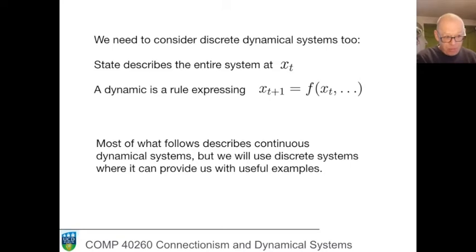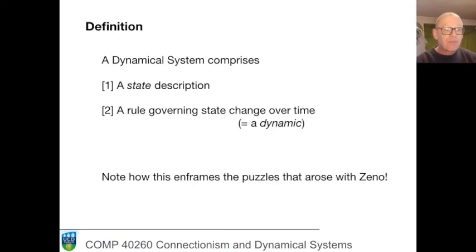It's the rule that generates the state at time t plus 1 as a function of the state at time t plus inputs, parameters, and so on. In what follows, we will mostly be describing continuous dynamical systems, but discrete dynamical systems will provide us with some useful examples, not least in our exploration of chaos in what comes.